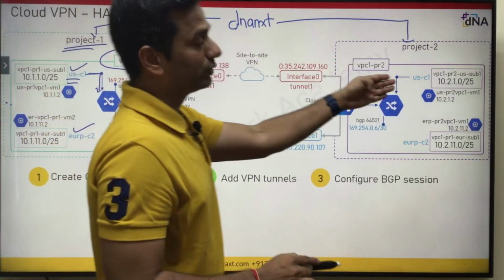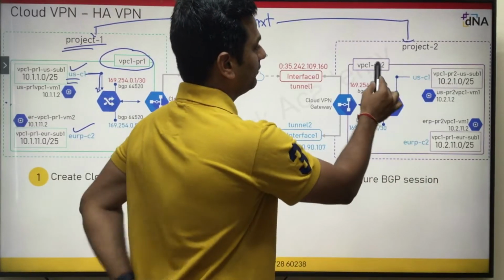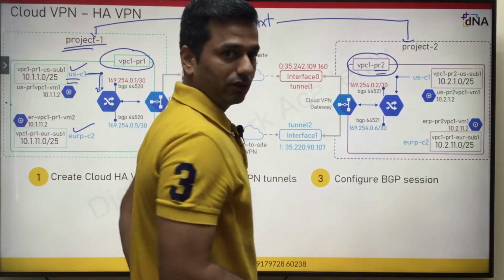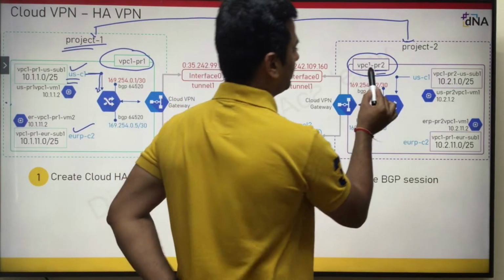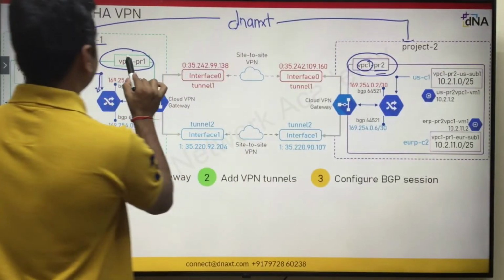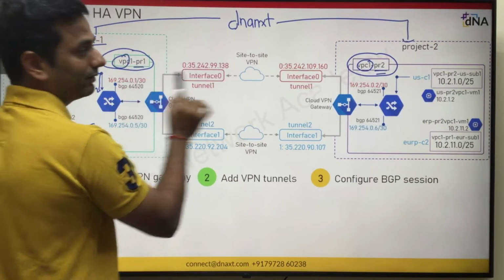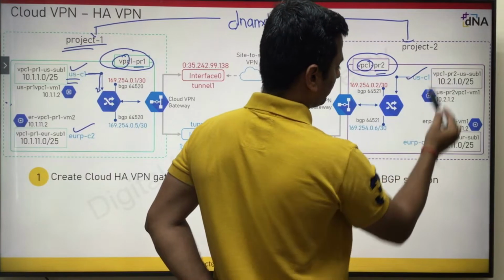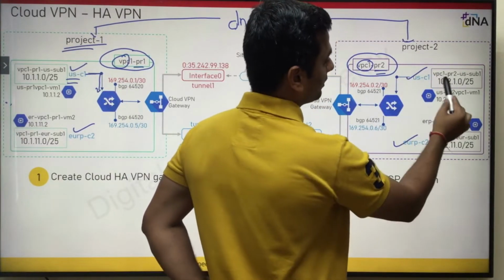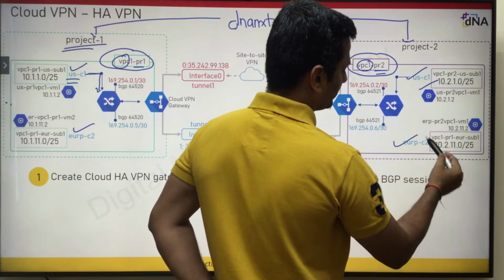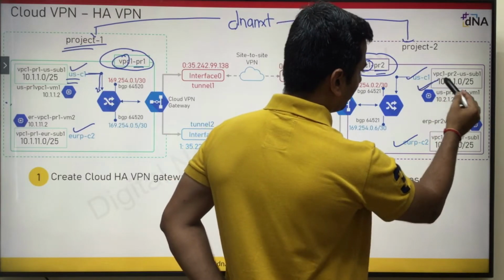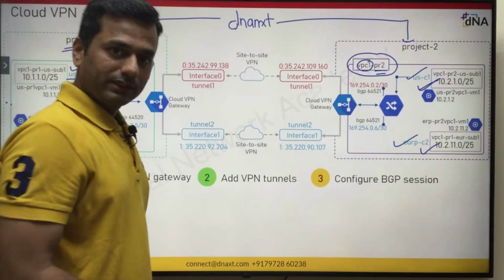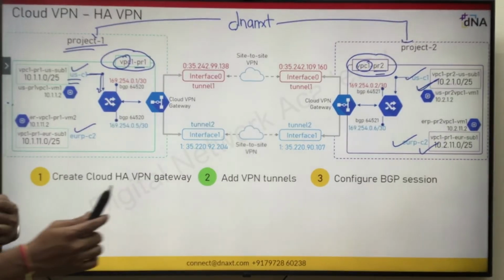Go back to project 2. Under project 2, again we have a VPC, 1-PR2, meaning project 2. Don't get confused by the name, guys. The VPC name is the same, VPC 1, but here it is -PR1 and here -PR2. Next, you have 2 regions, US Central 1 and Europe Central 2. US Central 1 has 1 subnet and Europe Central 2 has 1 subnet. So let's go and configure step by step.